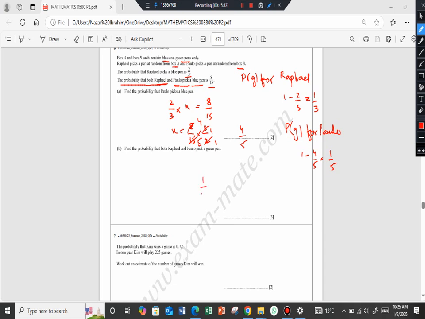So multiplying both, 1 upon 3 multiplied by 1 upon 5. We can write it as Paul's probability of picking a green pen multiplied by Raphael's probability of picking a green pen, 1 upon 3 into 1 upon 5, is 1 upon 15. Clear? Okay, let's move further.